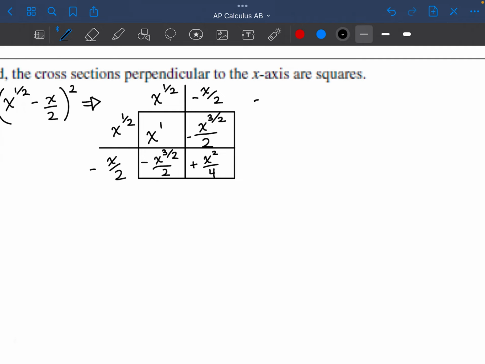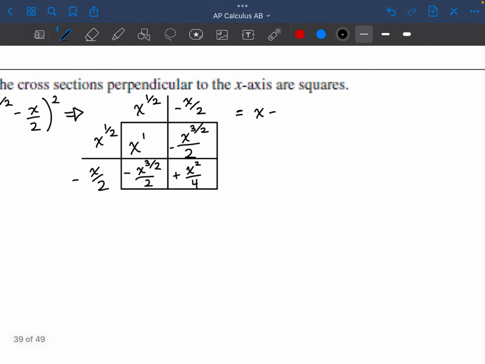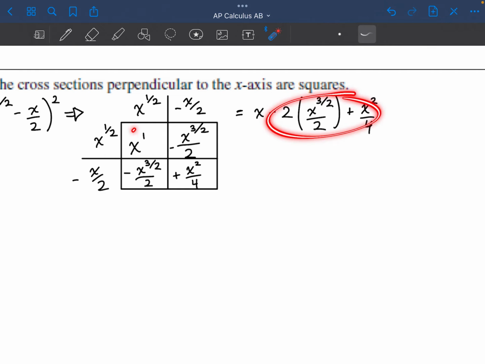When I add up the area, that's going to be equal to, I have an x to the power of 1, which is just x. I have 2 of these, so I have minus 2 of these copies of, and I'll put parentheses here, x to the power of 3 halves over 2. And then finally plus my x squared over 4. I've just rewritten all of the area. This is all of the area inside of the square.